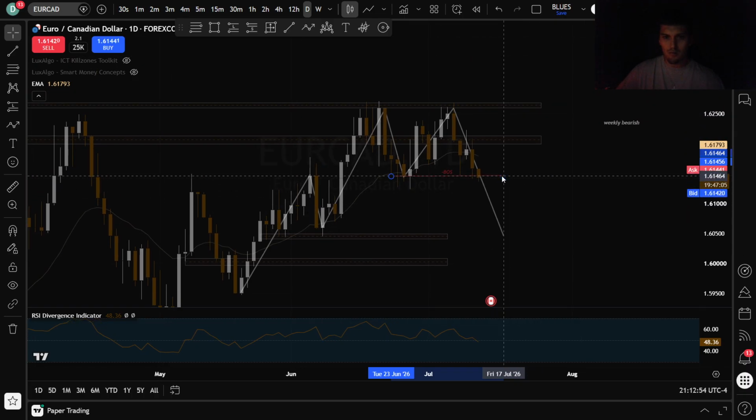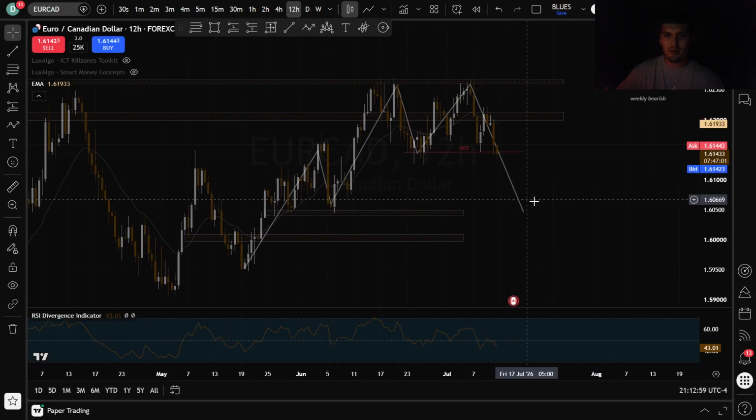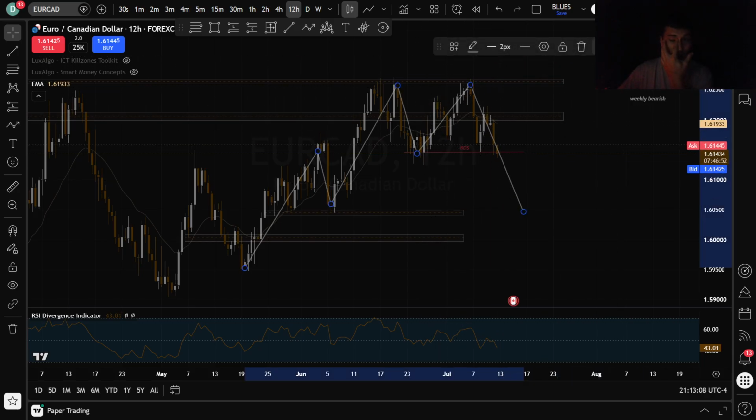So there is our break of structure. So now let's go into the 12-hour time frame. Now we know that we are leaning to go bearish. Plus, we also have a head and shoulders formation, meaning that we are wanting to go lower.